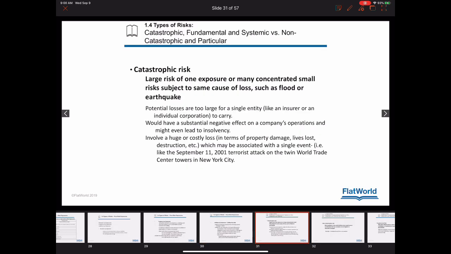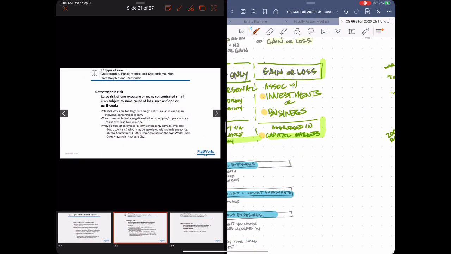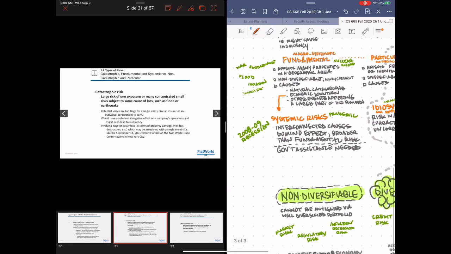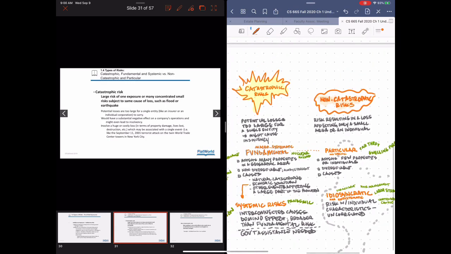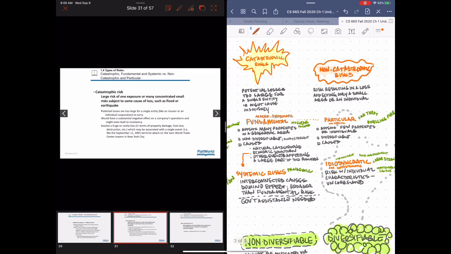All right, so the next section I think is a little bit more confusing. Pure versus speculative is pretty straightforward. When we start getting into the difference between catastrophic and non-catastrophic, well, this isn't so bad. Catastrophic losses are pretty clear cut. It's a big loss. It hurts a lot of people. It's difficult for insurance companies to handle all by themselves. They usually have to reinsure catastrophic risks. Think of hurricanes, earthquakes. This is the sort of thing that could bankrupt a company. And the losses are generally pretty spectacular.